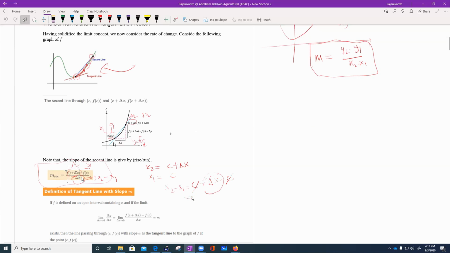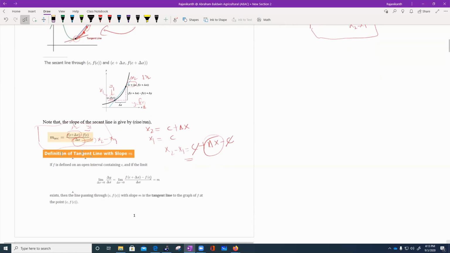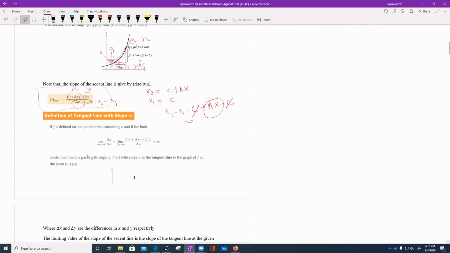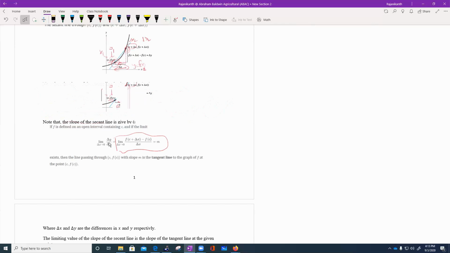Now, as I said earlier, if you want to find the definition of the tangent line slope, simply move that small increment delta x towards 0. If this increment is closing to 0, that means this point is ultimately approaching the original point. So basically we are finding the tangent line slope of the given function. The tangent line slope of the given function at the particular point c is simply given by this formula.